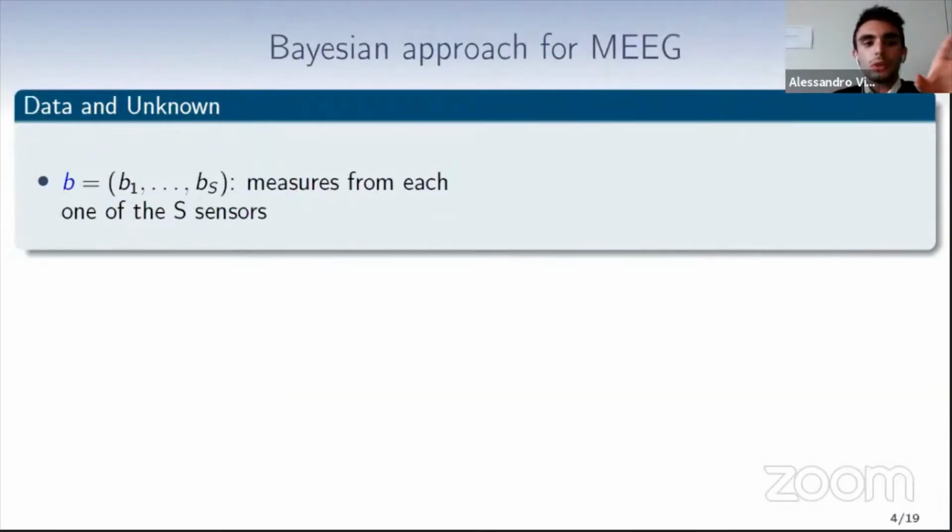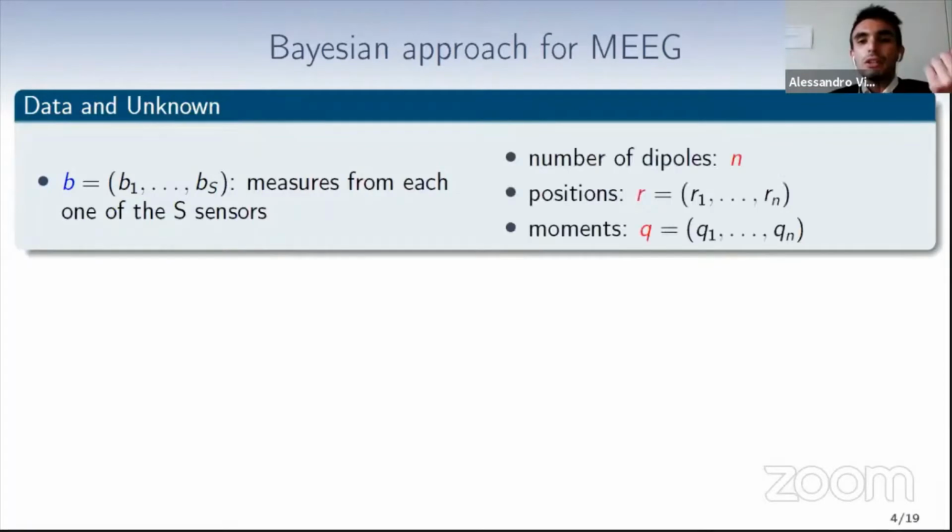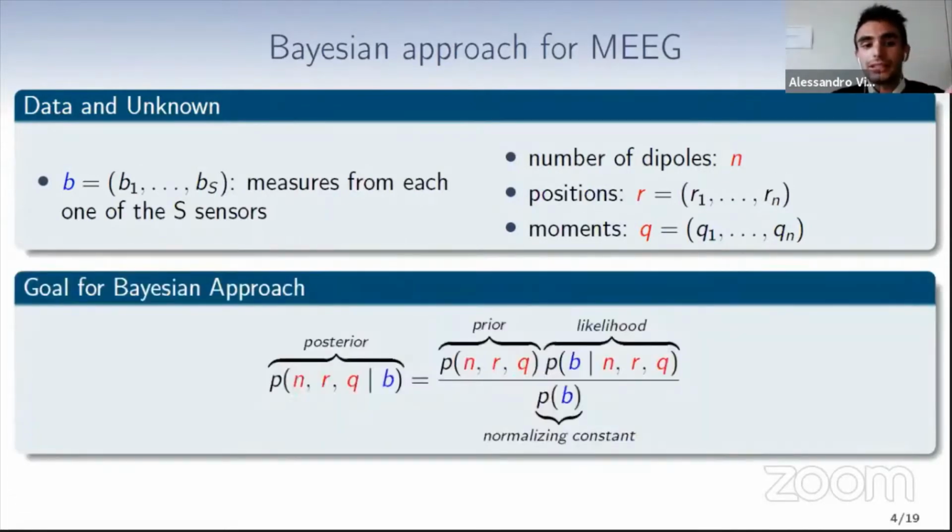So at first we have to focus on what are the data, that are the measures made by some sensors outside of the scalp, and then which are the unknowns. The unknowns are the number of dipoles, because we are using a dipolar model, the position of each dipole, and then the moments of each dipole. Then the link for the posterior, that is the target density, this is the density that we are interested in if we are working in a Bayesian approach, is linked with the prior times the likelihood by Bayes' theorem.